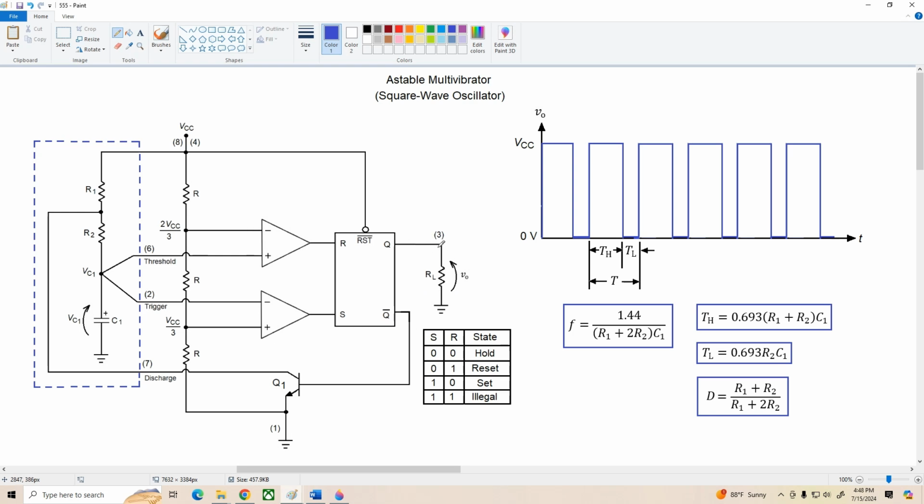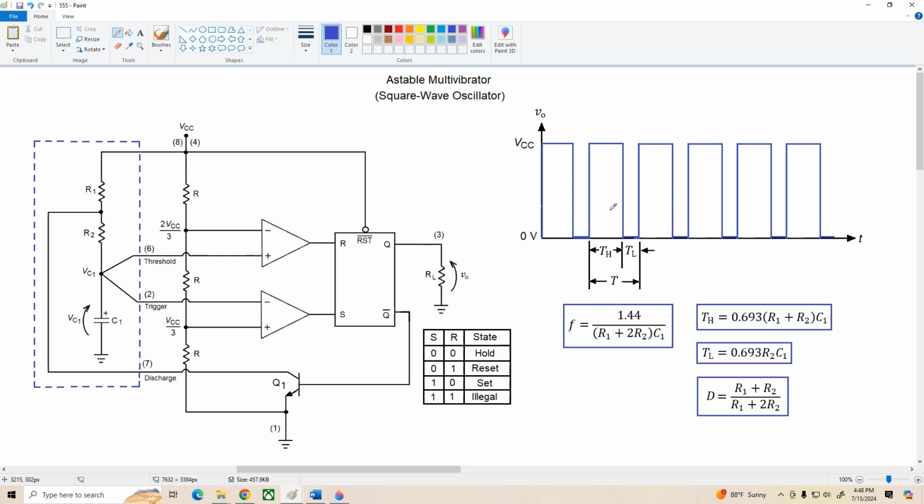You could also have RL referred to the power supply rail VCC, but we're going to go with the standard positioning here. Typically the output waveform at pin 3 is going to be a rectangular pulse train as we have shown here, and if you look on the data sheet you'll find all these equations for the various pulse parameters.